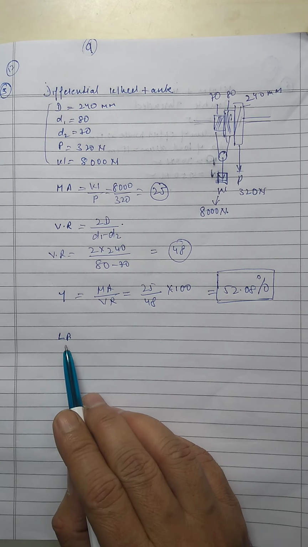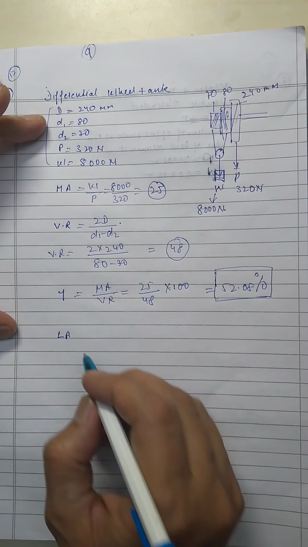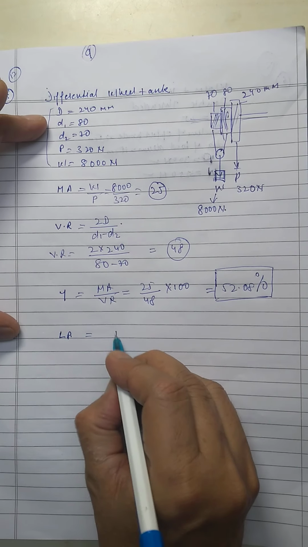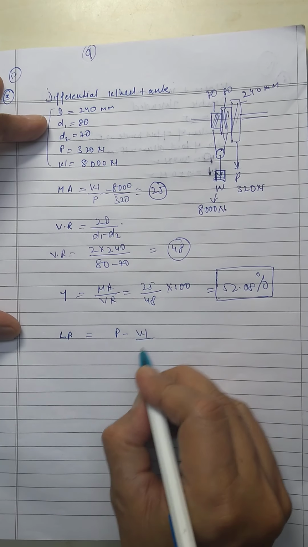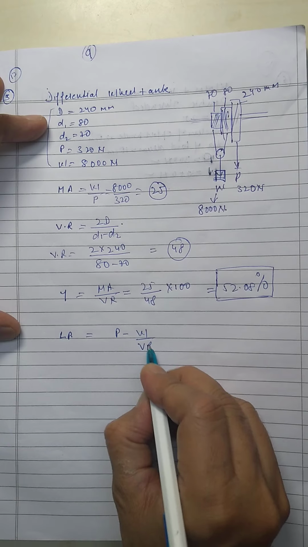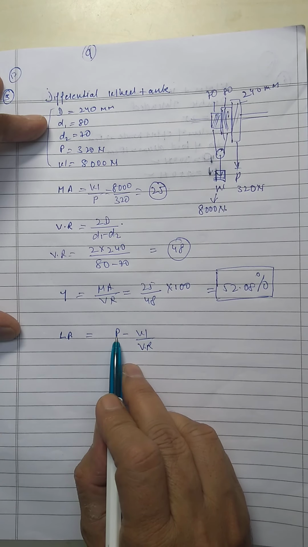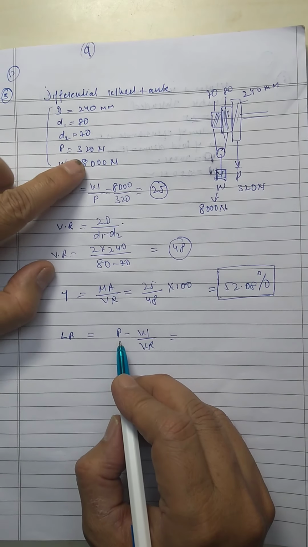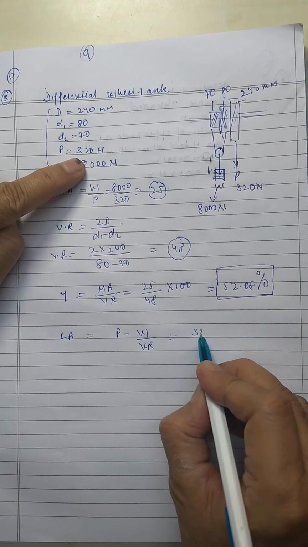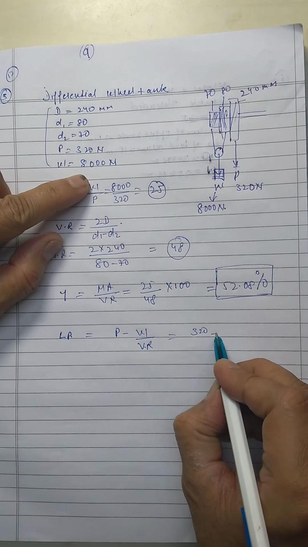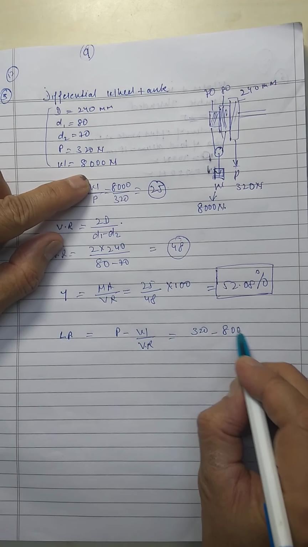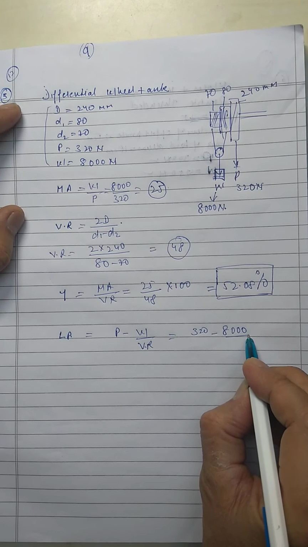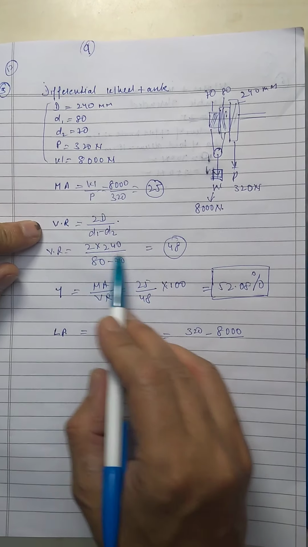Now we have to calculate the effort loss. The formula for the effort loss is P minus W upon VR. This is the effort, load and the velocity ratio. So effort P is given as 320 minus W, which is 8000, divided by velocity ratio. Velocity ratio we have calculated as 48.